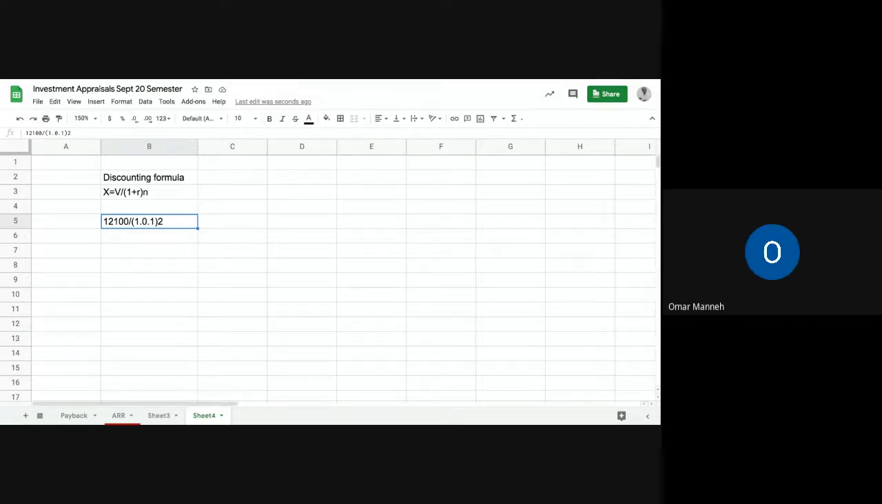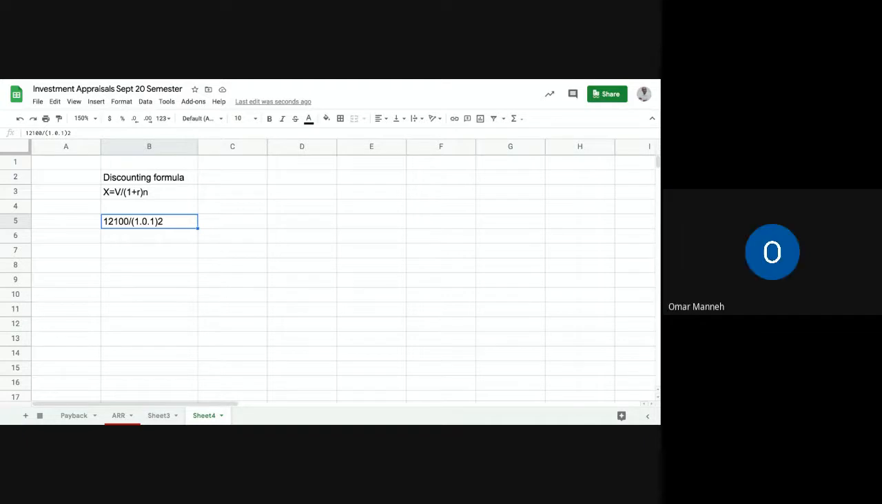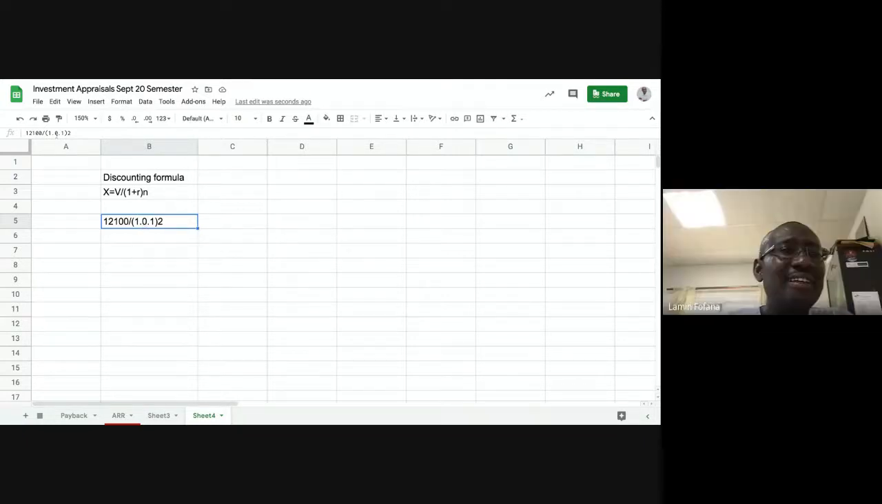Yes. But there's no plus. Sorry, I wanted to say 1 plus instead of 1 point. So that's the way it should be. So it's 1 plus 0.1 raised to power 2. Is it clear now?